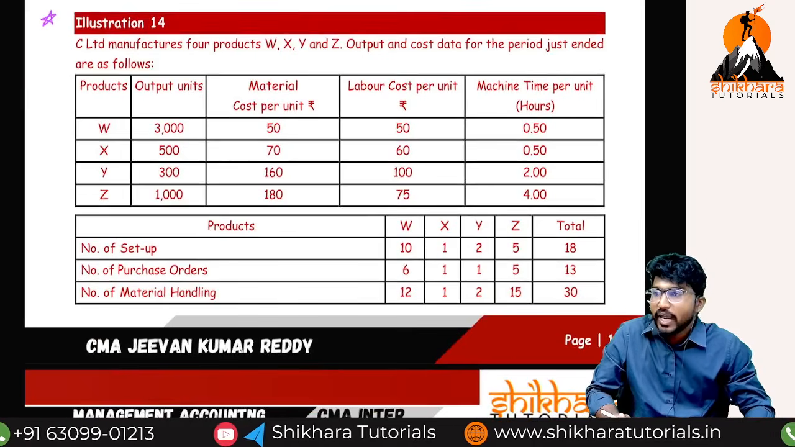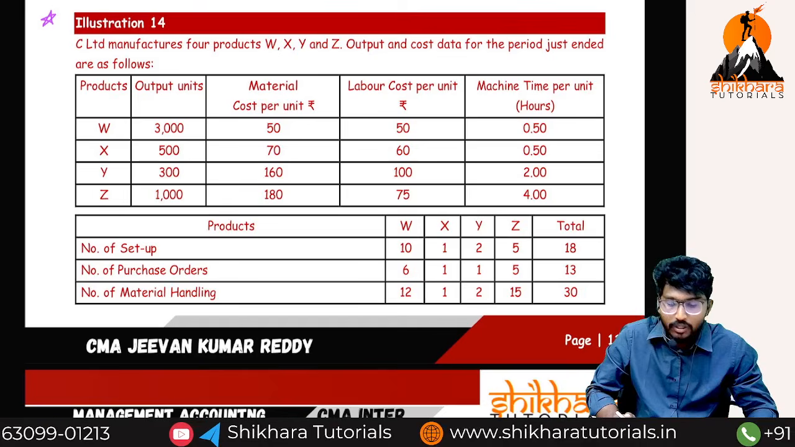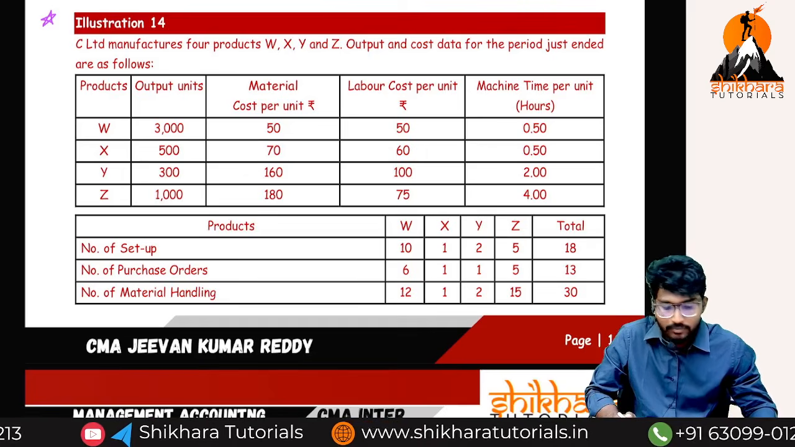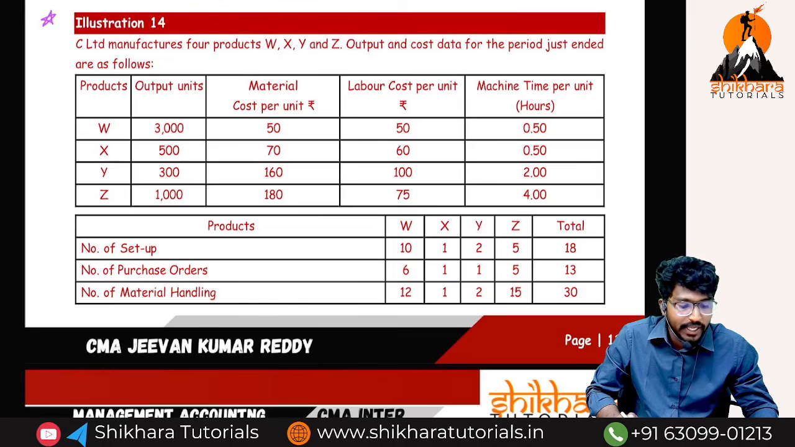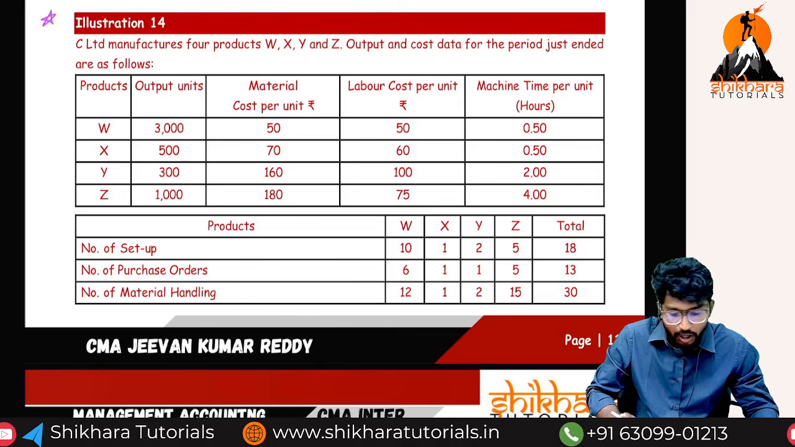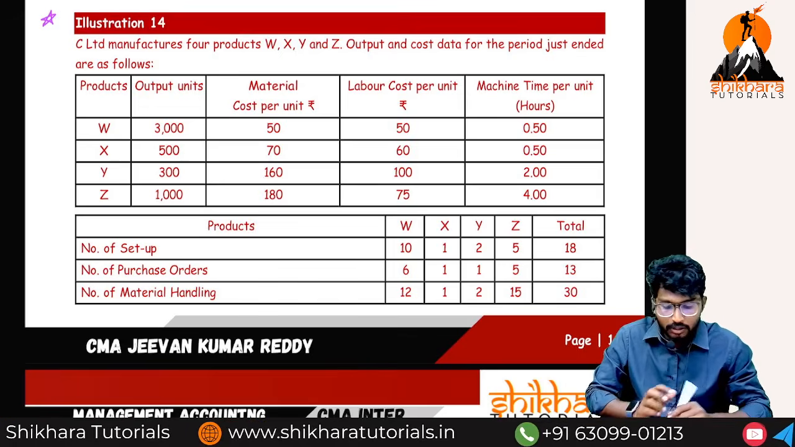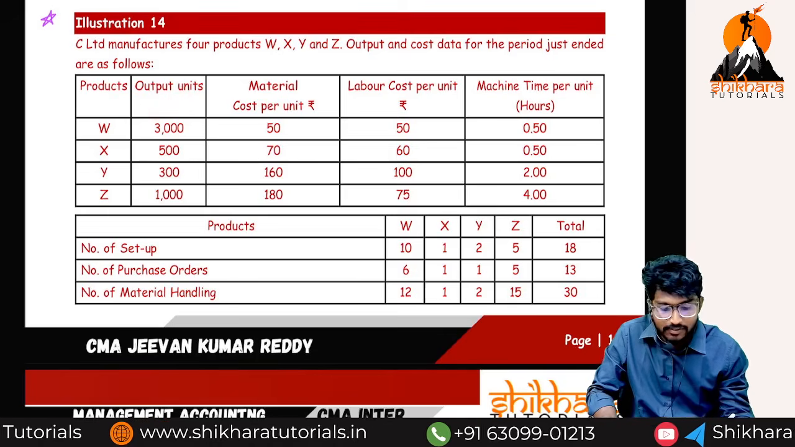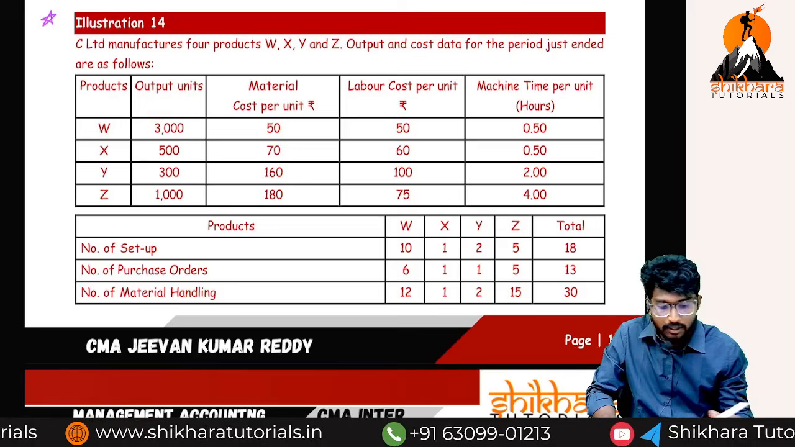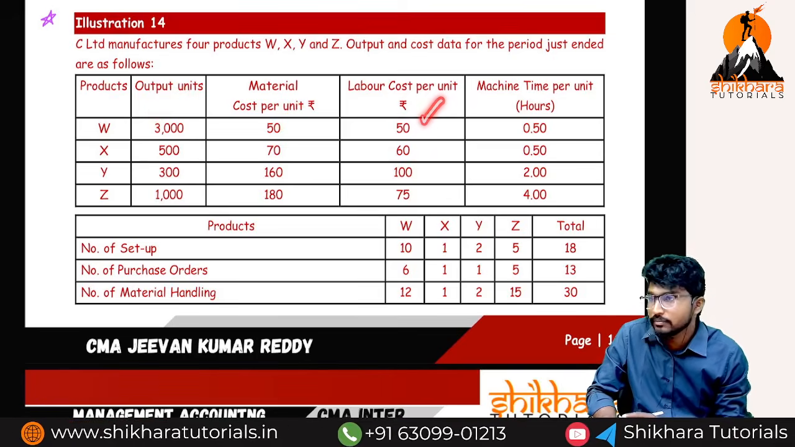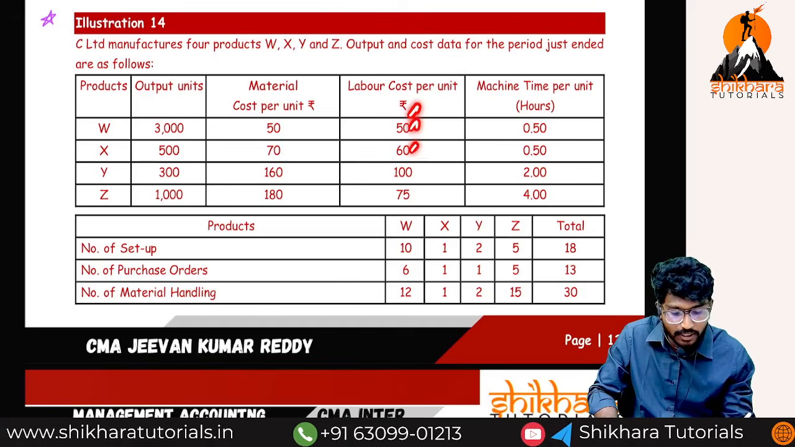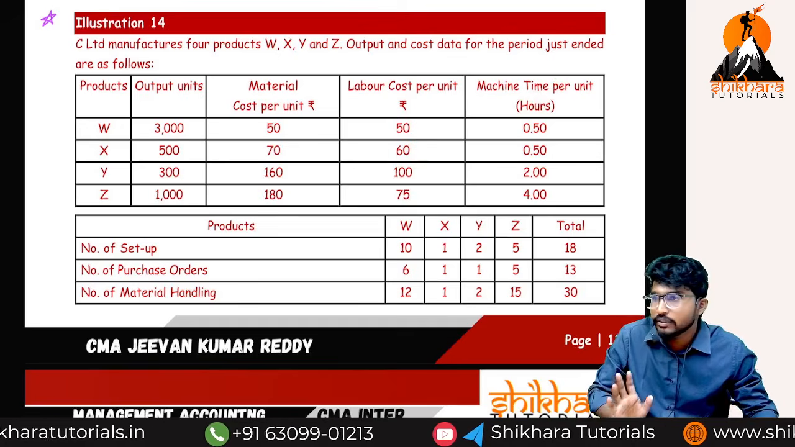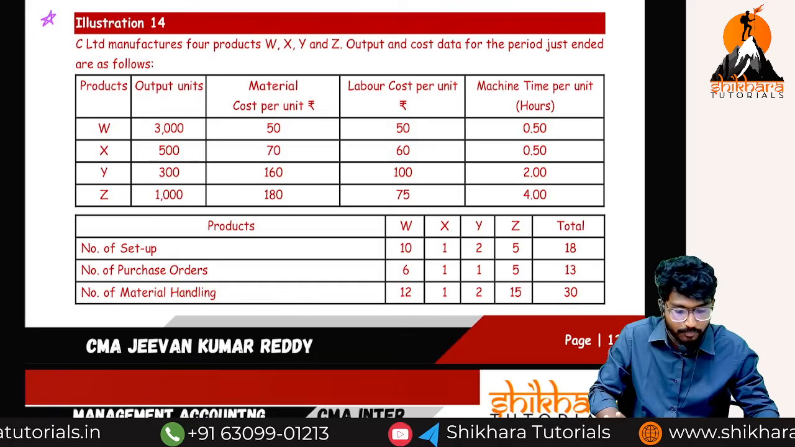C Limited manufactures 4 products: W, X, Y, Z. Output and cost data for the period just ended are as follows. They have given the 4 products with their output, the material cost, and the labor cost per unit. Labor cost per unit is 50, 60, 100, 75, and they have also given the machine time per unit.